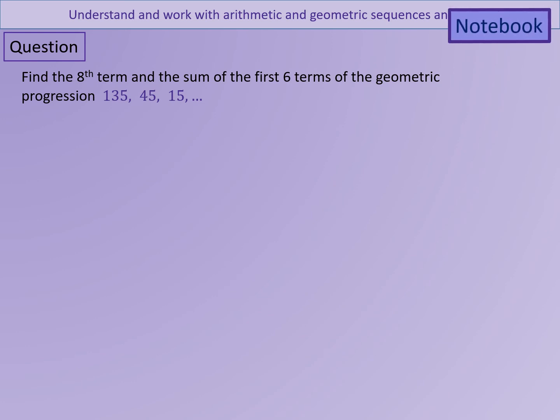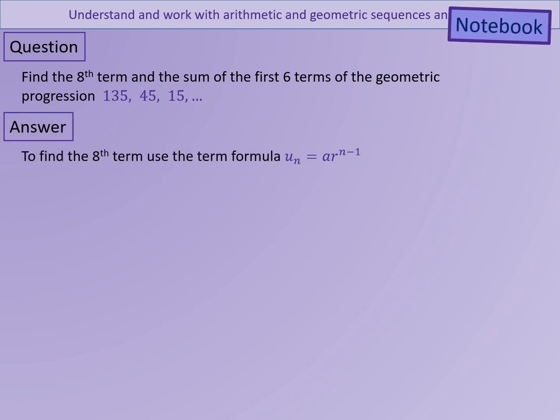So we're going to take this geometric progression and calculate the 8th term and then the sum of the first 6 terms. So to get the 8th term, we're going to use the nth term formula, which is un equals ar to the n minus 1. This means the 8th term, u8, will be ar to the power 7.